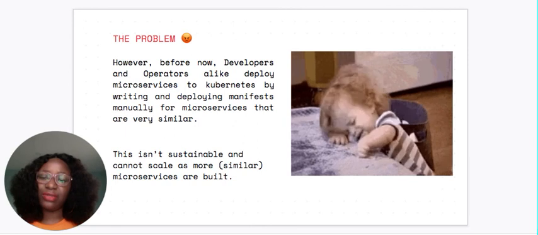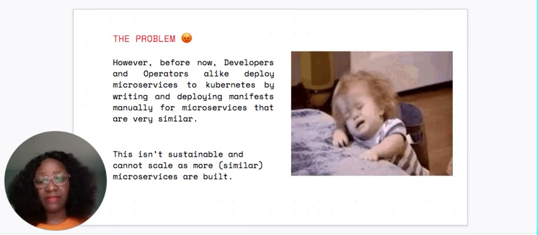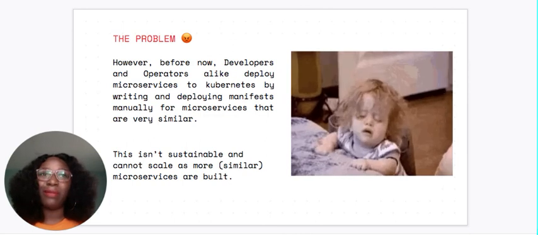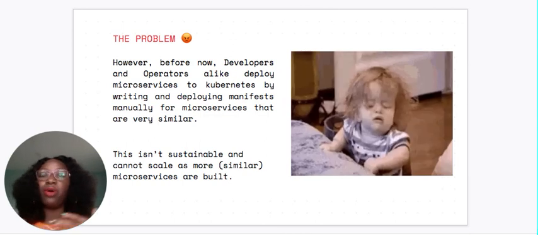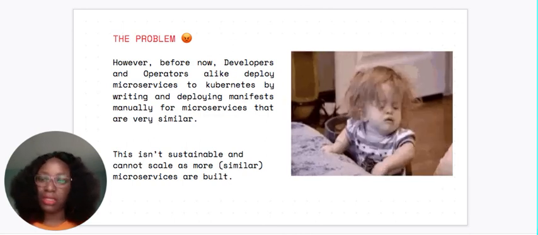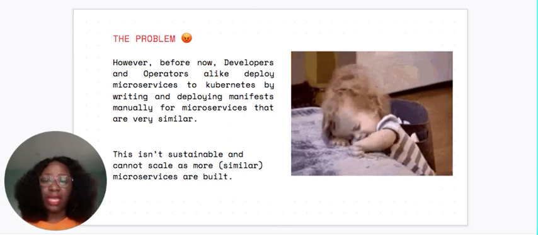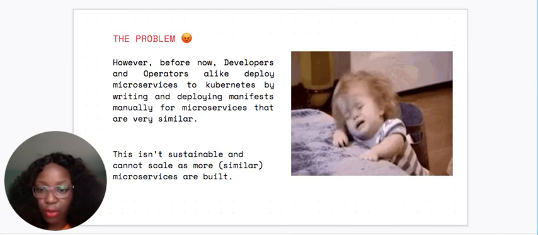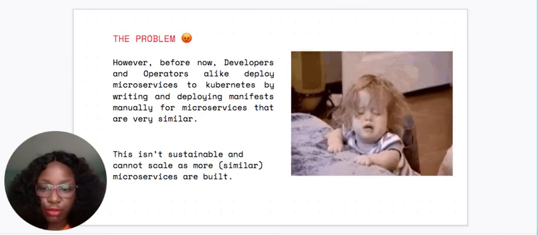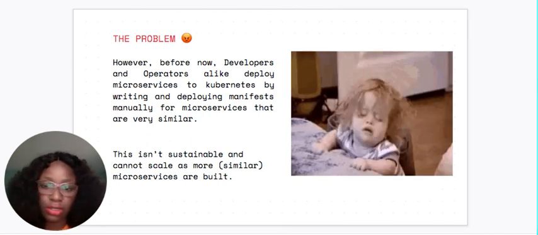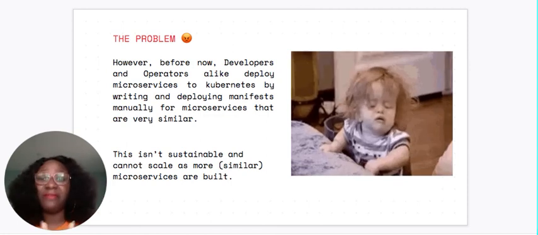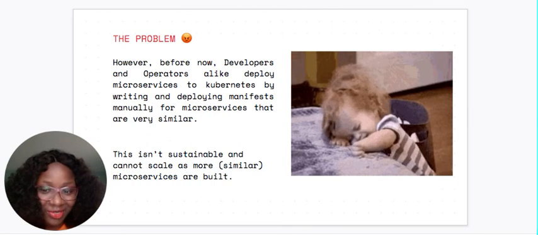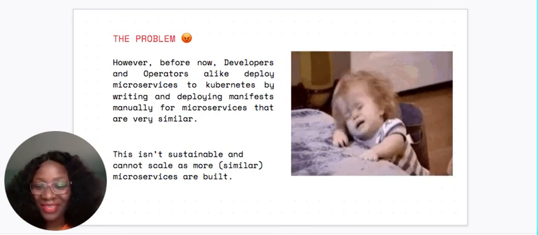So imagine writing those manifest files. It's called manifest, by the way. Imagine writing those manifests for all the applications. Before you know it, these things become muddled up and they are not maintainable, right? Like I said, this isn't sustainable and cannot scale because you'll keep building more similar applications. It won't scale. That's just the truth. So now it's a big problem. I've seen it happen over time, and I have a solution, which is what I'm going to share today.